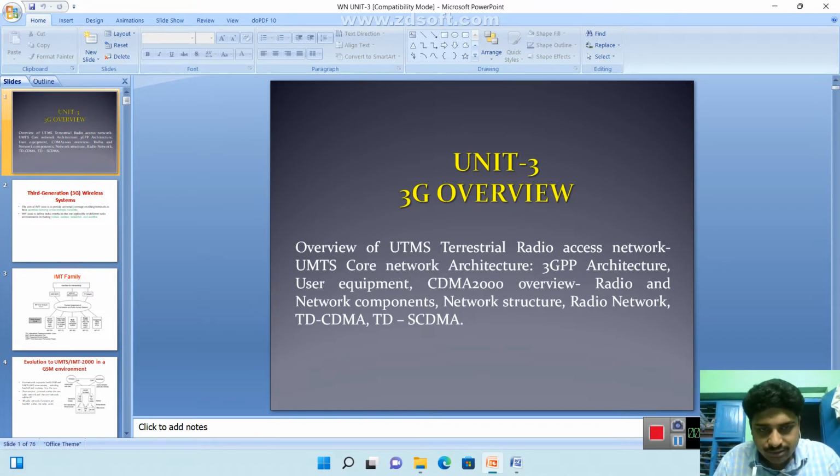Then we are going to discuss UMTS core network architecture. It defines the network architecture of 3G services. Next, how it is implemented using the 3G Partnership Project architecture. Then after completing the implementation part, we are going to discuss the overview of CDMA 2000 and all its multiple access techniques. So the basic objectives of 3G are its fundamentals, protocols and applications. These are the objectives of unit 3.